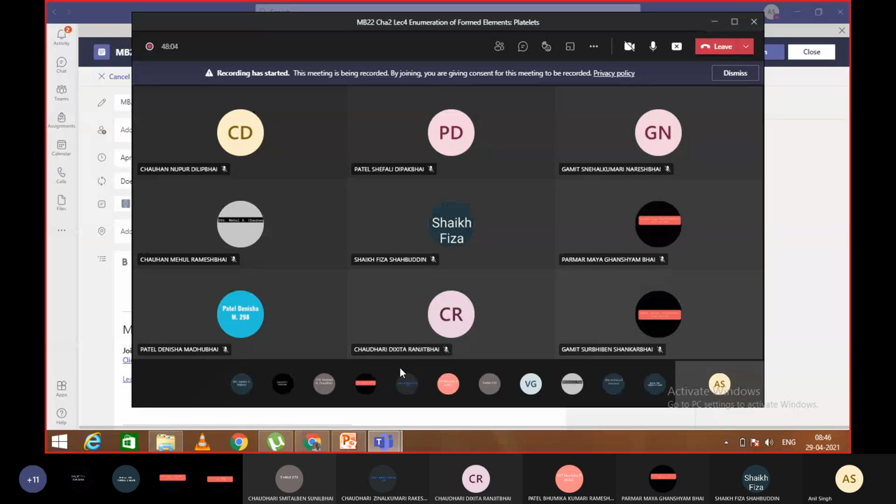Okay, students, so this was about the counting of the platelets. You have seen that the normal range of platelets is 1.5 to 4 lakhs per microliter of blood. But under certain disease conditions, the platelet count may increase or decrease. When the blood platelet count decreases, the condition is known as thrombocytopenia.